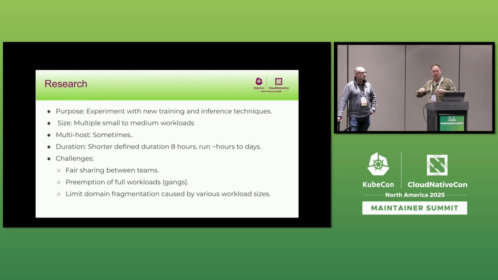So then the fourth category we see is research. The first three were like a production cycle, and this is more about how we generate new ideas for the next production cycle. You generally have a bunch of researchers, so they need fair share between the machines. They're running smaller workloads, so you maybe need some kind of preemption to use all the resources well and manage fragmentation when you've got a bunch of different things running.